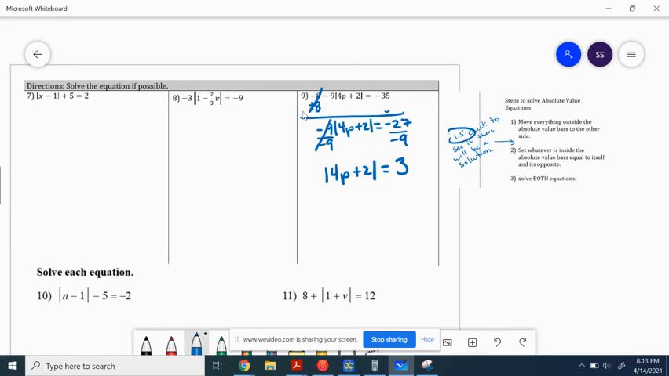Now, step 1.5, check if there's a solution. There is. So now we're going to set up two different equations. First one, simply remove the bars. Second one, keep it the same as the first equation, just make the answer negative. And then you solve both of those equations, right? Subtract 2 on both sides, divide by 4.